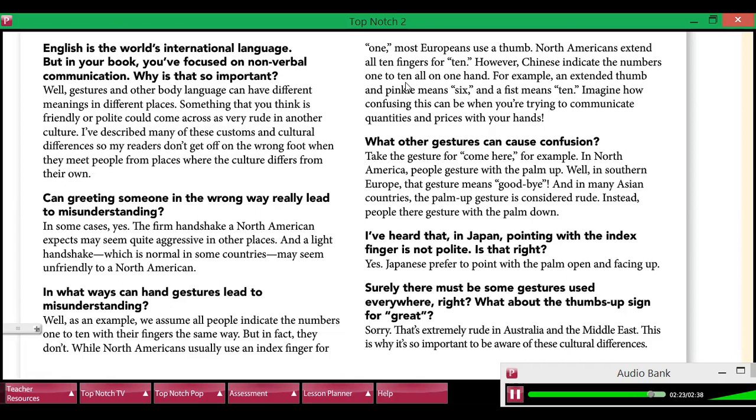Surely there must be some gestures used everywhere, right? What about the thumbs up sign for great? Sorry, that's extremely rude in Australia and the Middle East. This is why it's so important to be aware of these cultural differences.